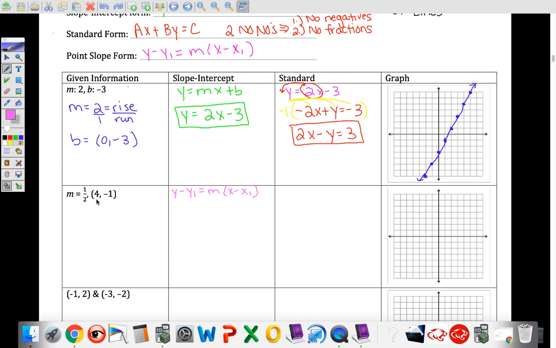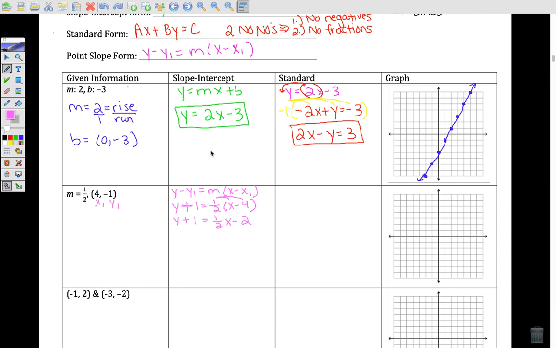Okay, so I'm going to label this. This is my x1 and my y1, and my slope is already labeled. So we're going to go ahead and plug this in. So y minus y1, which is -1, is equal to m, which is 1/2, times x minus x1, which is 4. Okay, minus and a negative become a positive. So I'm also going to distribute this 1/2. So I have y plus 1 is equal to 1/2 x, and half of 4 is 2, so minus 2.